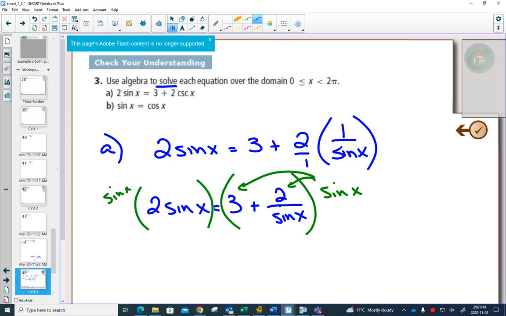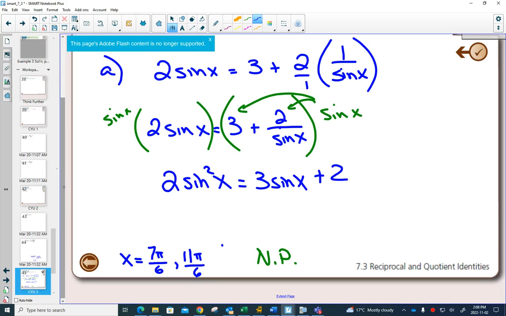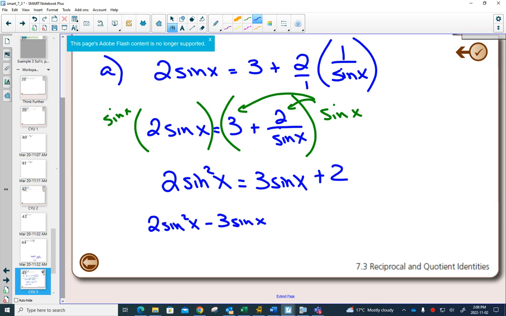When I multiply this side by sine, I don't get 3 sines, I would get 2 sine squared x. And when I multiply these ones, I would have 3 sine x. And here, the reason we multiply by sine is so they cancel out, it's just plus 2. Which is a quadratic equation. Move everything over to one side, so you have something equal to 0.